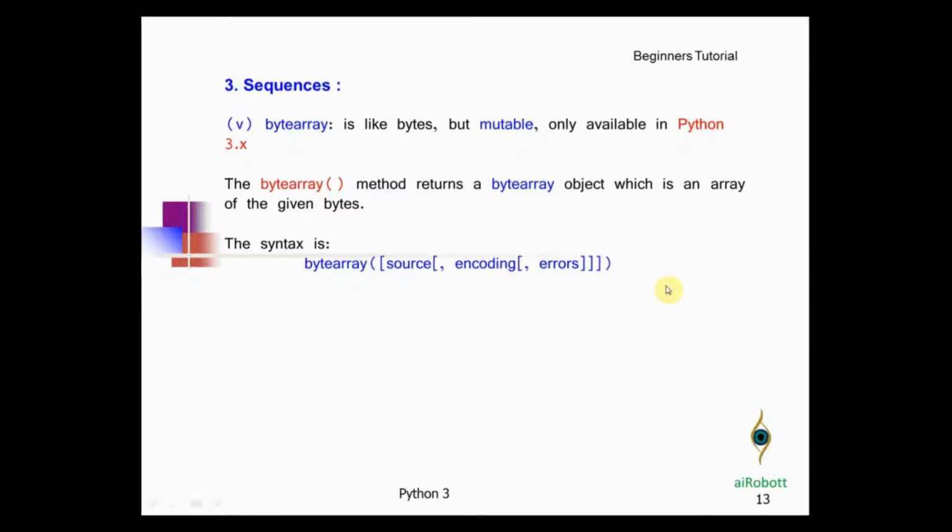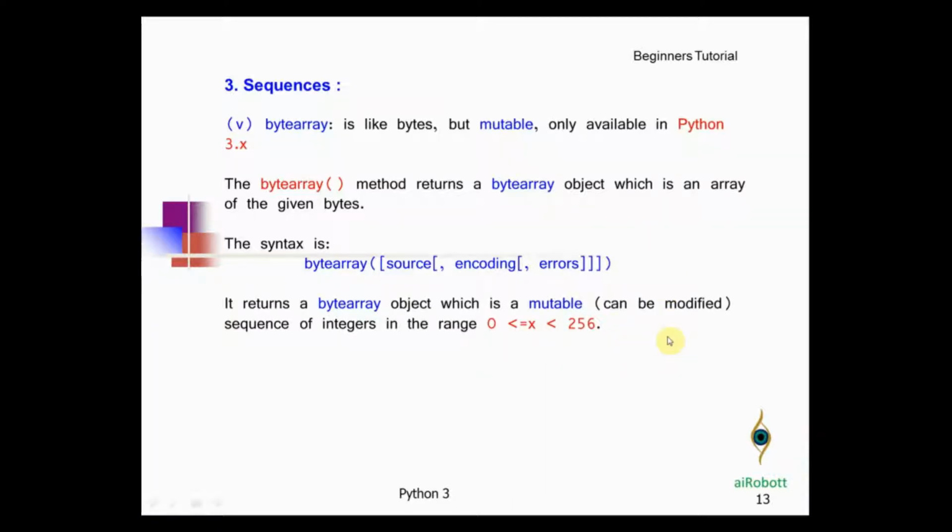The bytearray method returns a bytearray object which is a mutable sequence of integers in the range of 0 to 256. The bytearray parameters: the first parameter is the source, which is used to initialize the array of bytes. Next are the encoding format and errors, in case any errors occur. These three are optional. The bytearray method returns an array of bytes of the given size and initialization values. Now let's see with the help of examples what the bytearray method does.